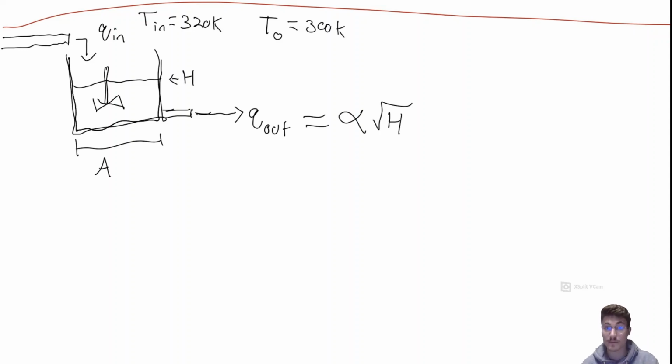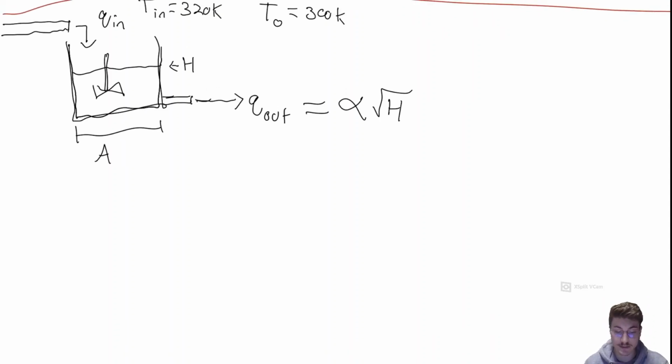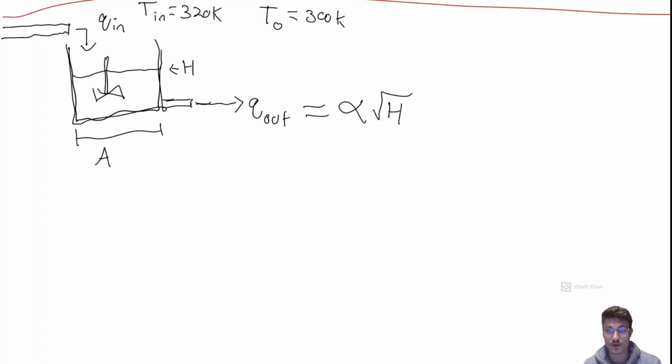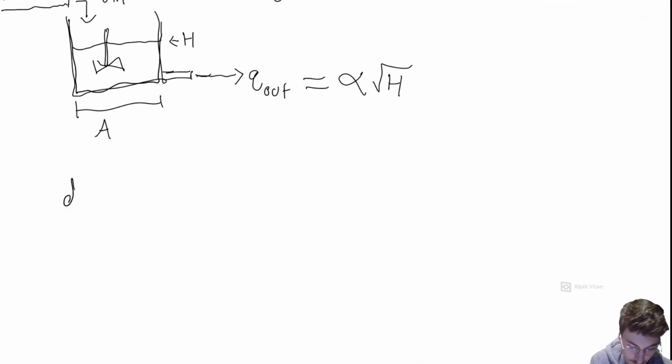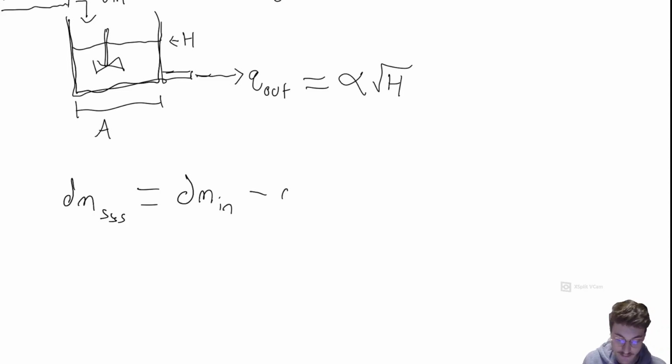So to start off, the first thing that we are going to want to do is we want to know the change in mass of the system. And since we don't have this in terms of mass, we can kind of manipulate the variables a little bit. So we can say our change in mass of the system is equal to the change in mass of the stuff going in, minus the change in mass going out.